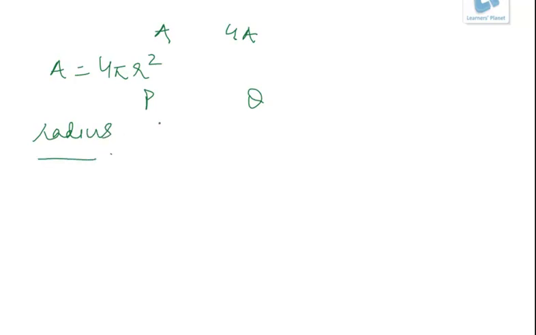Now we are given that their surface areas are in the ratio of 1:4, and surface area is given by 4 pi r square. So it basically means that if we compare the radius of P and Q, if the radius of P is r, then the radius of Q has to be 2r. Okay, is that clear?